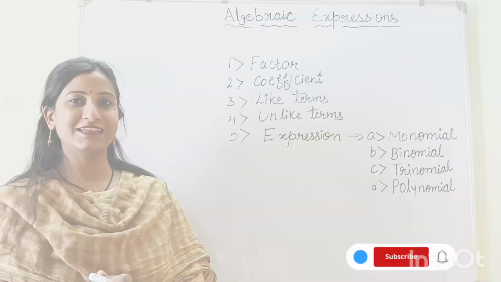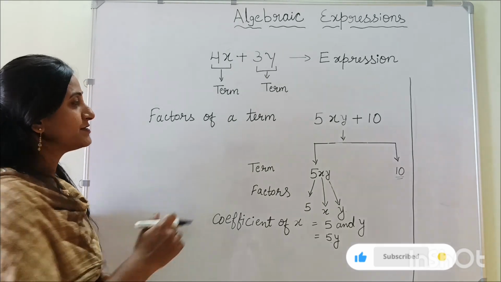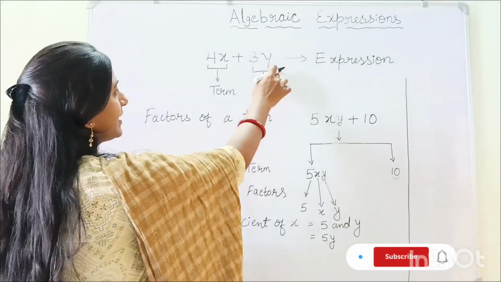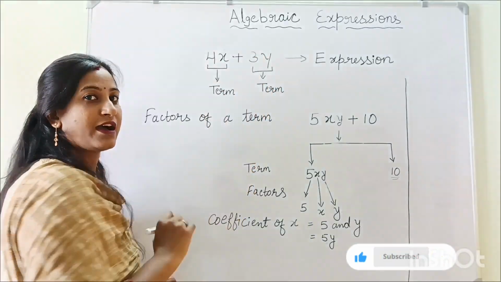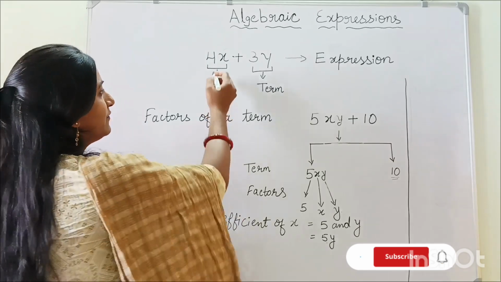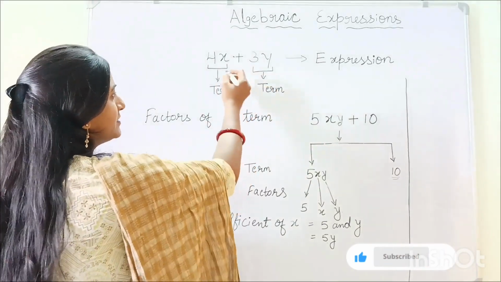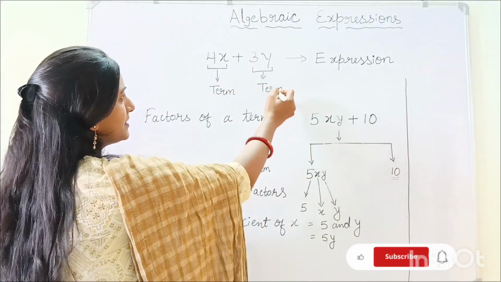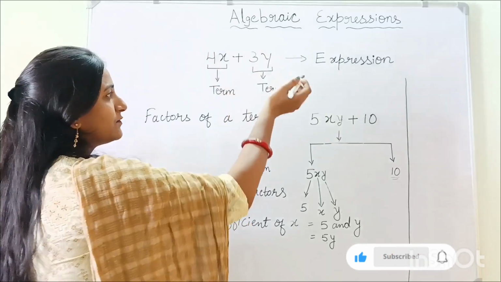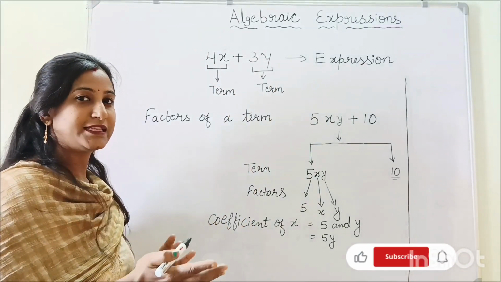So let us start. Here we have an expression, 4x plus 3y. In this expression we have two terms, 4x and 3y. So this is one term, this is one term. These two terms make an expression.